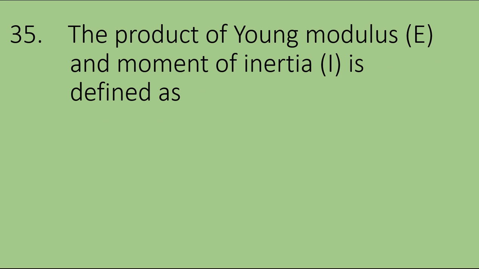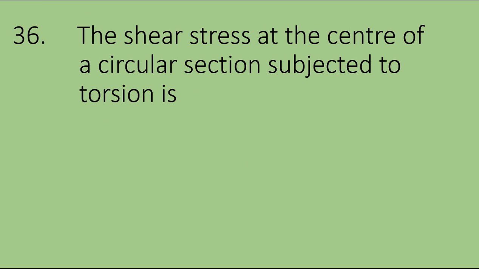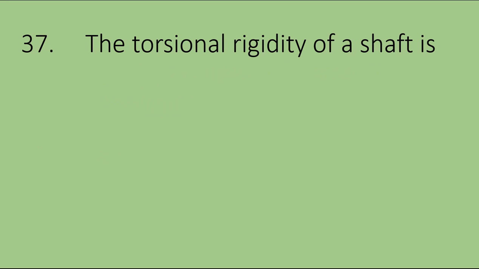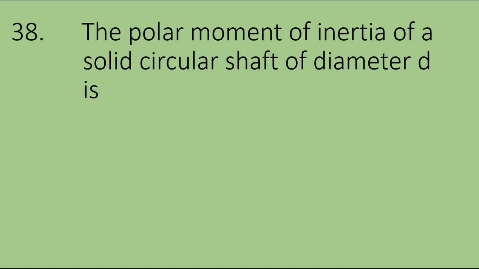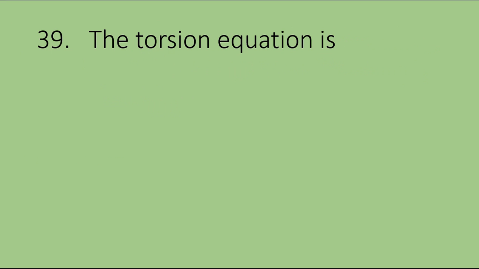35. The product of Young modulus E and moment of inertia I is defined as. Answer: flexural rigidity. 36. The shear stress at the center of a circular section subjected to torsion is. Answer: 0. 37. The torsional rigidity of a shaft is. Answer: T by theta. 38. The polar moment of inertia of a solid circular shaft of diameter d is. Answer: pi into d to the power 4 by 32.